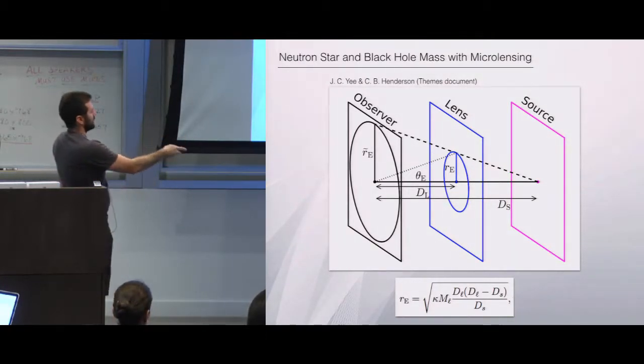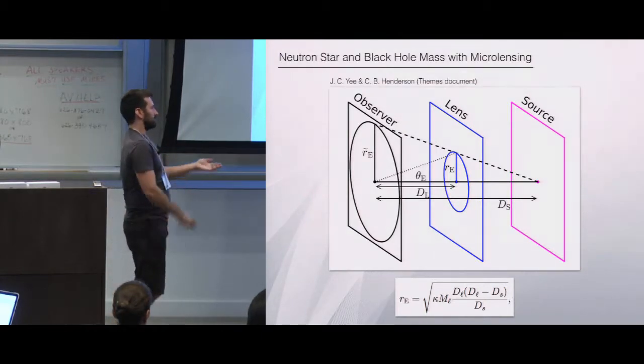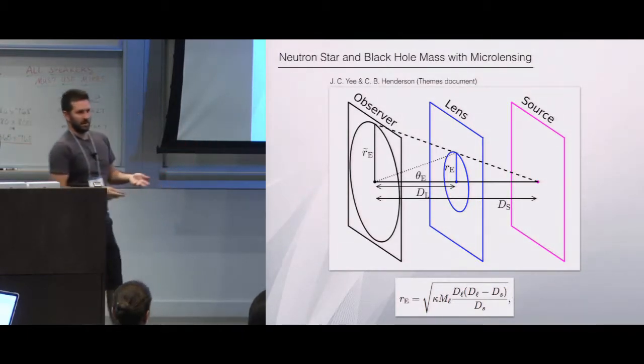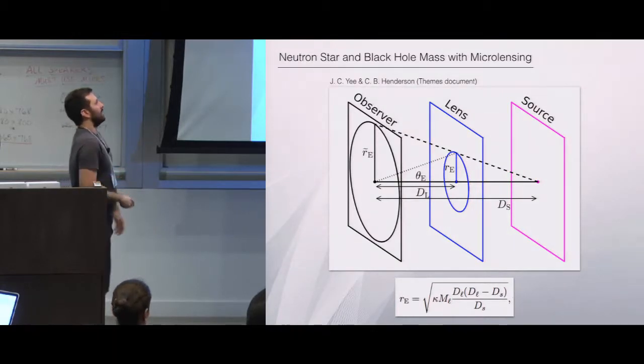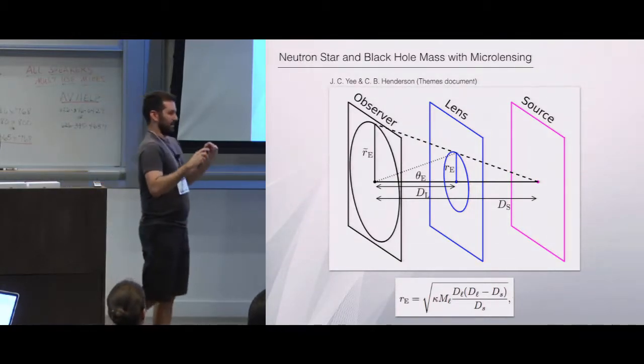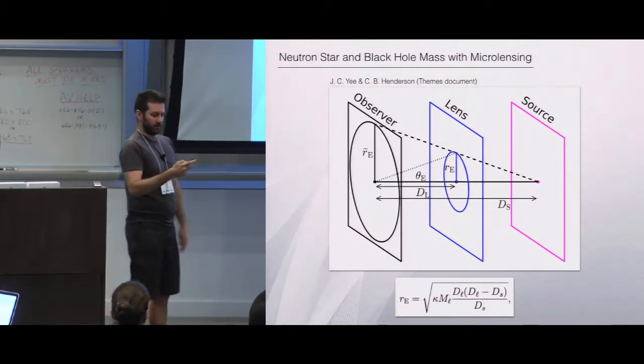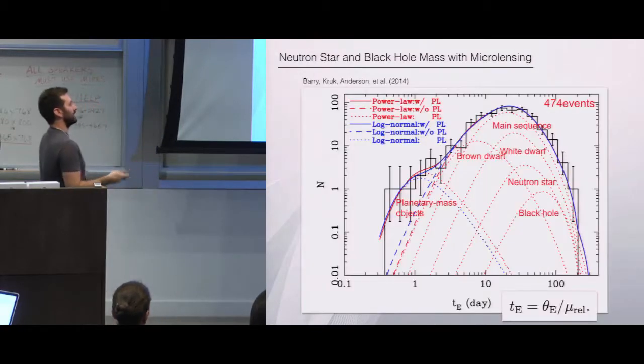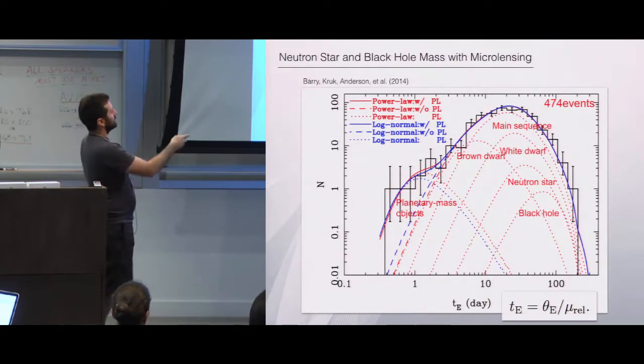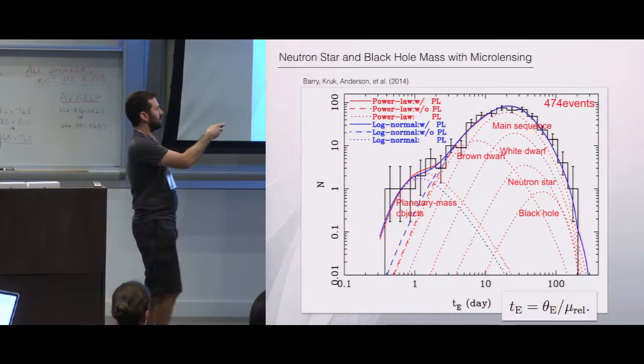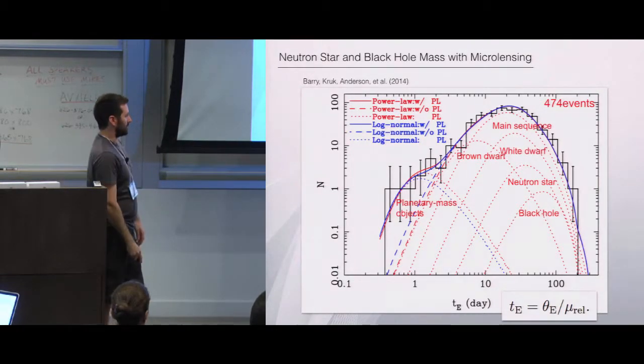And of course, the Einstein ring is dependent on the mass of the object, so if you know the distance, you will be able to detect the mass of the neutron stars and black holes. Now, as we have learned, of course, we don't see the ring because we don't have enough resolution, so basically we can use the time scale to measure the mass. So that's the distribution of objects that can be seen by microlensing and WFIRST.